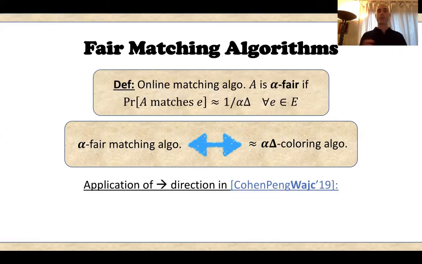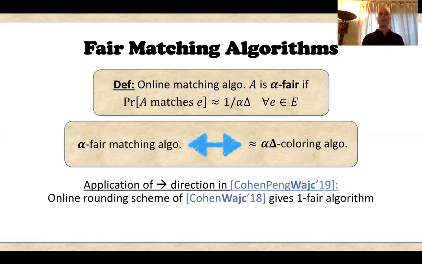Now, the way we used the forward direction of this correspondence a couple of years ago is as follows. We relied on the online rounding scheme implicit in our work in SODA 18 of Cohen and Wajc. Apply this rounding scheme to the fractional matching, which assigns value 1 over delta to each edge. And this allows us to match each edge with probability roughly 1 over delta. So it gives us a one fair algorithm. Now, using the forward direction of the above correspondence, this gives us a roughly delta coloring algorithm.